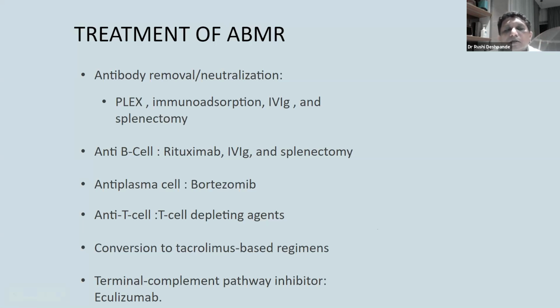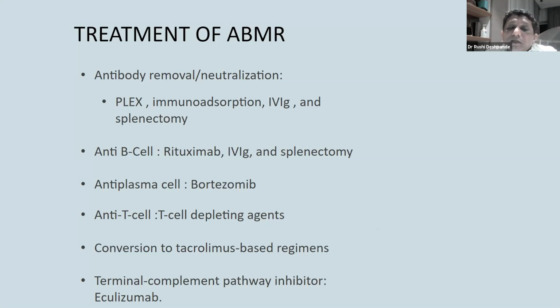Reduce the antibody production, so decrease the B cell function. Mechanisms can be rituximab, an anti-CD20 antibody, or IVIG, IV immunoglobulin. It can work by a lot of mechanisms to both neutralize the antibodies in the circulation as well as decrease the B cell response. Splenectomy can be used in refractory rejections because most of the B cells are sequestrated there.